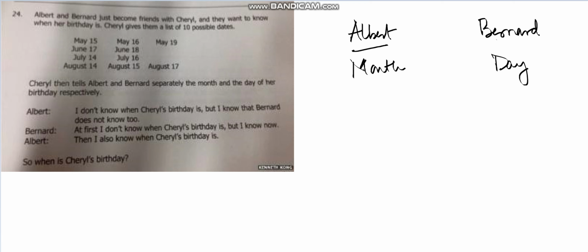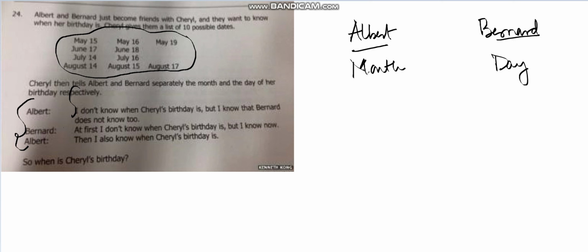Now Albert and Bernard are given 10 possible dates. Albert is told something like May, June, July, or August. Bernard is told something like 14, 15, 16, 17, 18, or 19. And we try to follow their conversation, which is our only real hint, and try to figure out what is going on.